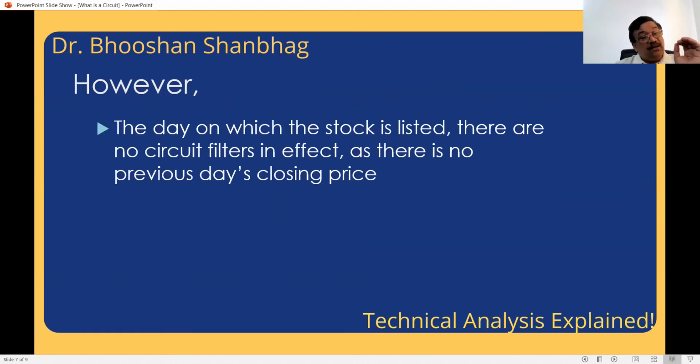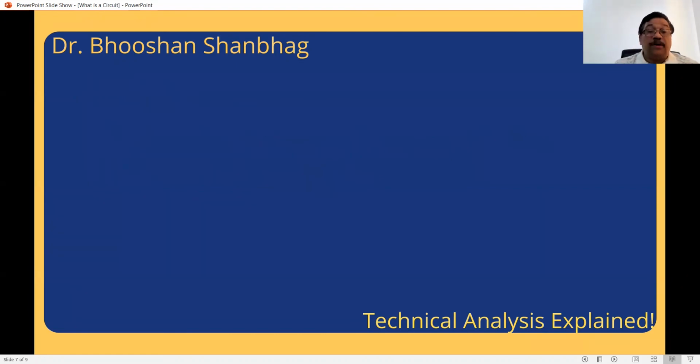However, the day on which the stock is listed, there are no circuit filters in effect because there is no previous day's closing price. Same way, the stocks which are in the futures and options segment, there are no circuit filters. There are circuit filters, but continuously they'll keep on getting relaxed. There is no 20% limit on them. Okay, so these things you have to keep in mind.